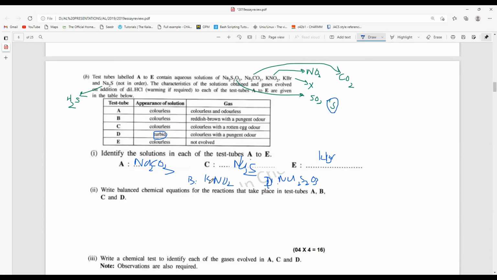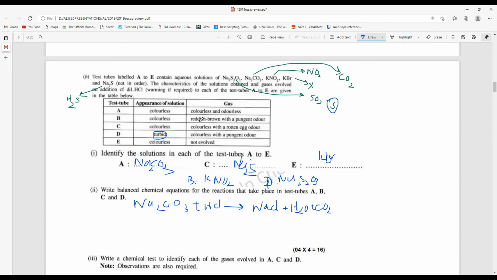Okay, then you need to write the balanced chemical equation for the reaction that takes place in test tubes A, B, C, and D. So you have to write all the reactions, right? For A, what is A here now? Sodium carbonate. So you need to write sodium carbonate plus HCl. What is happening? So this could form NaCl, water plus carbon dioxide. So this is one.